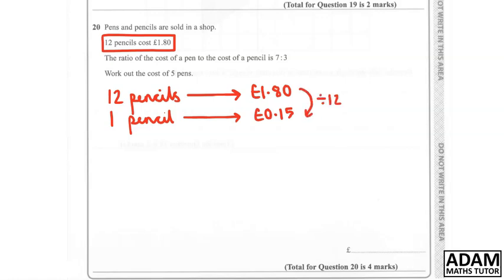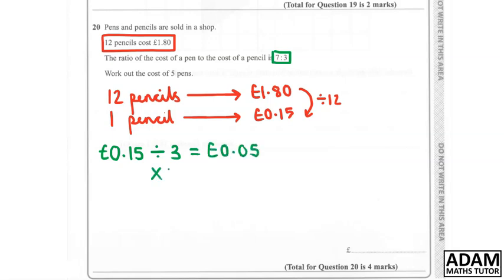I was told that the ratio of the cost of a pen to the cost of a pencil was 7 to 3. So that means that 15 pence represents 3 parts. So if I divide by 3, that will tell me the cost of 1 part, which is 5 pence.